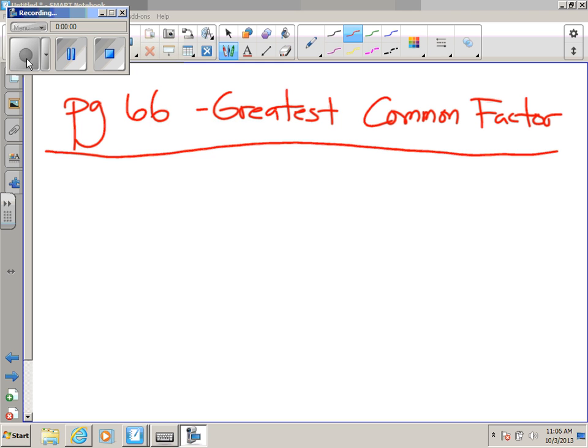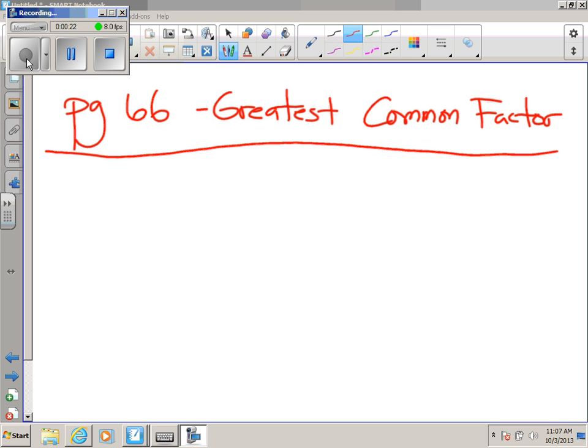Common factor, sometimes called GCF. We're gonna look at two or more numbers and see what their greatest factor would be. Now remember, a factor is a number that we use in multiplication to get that particular number.